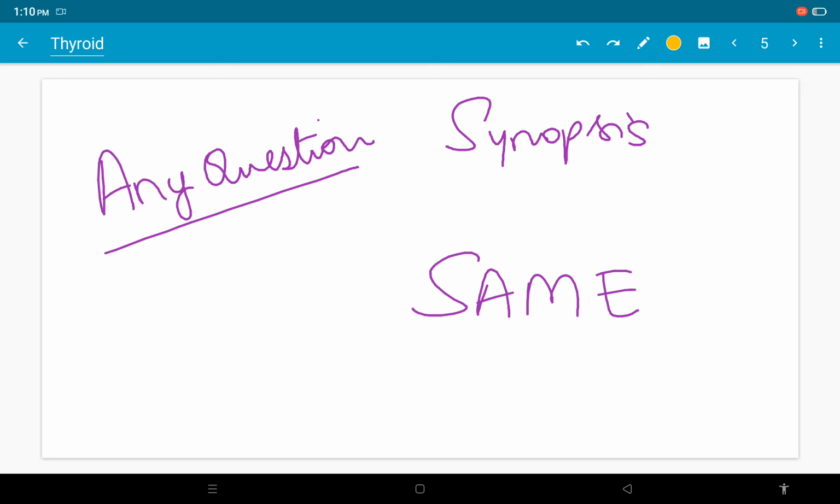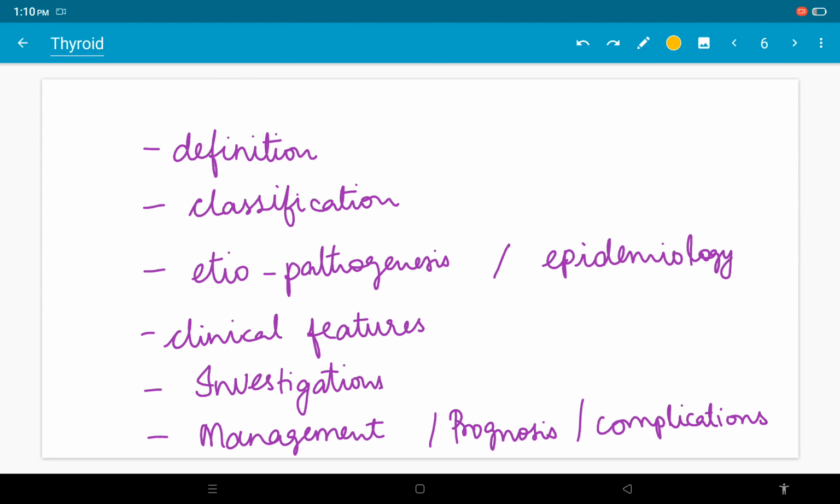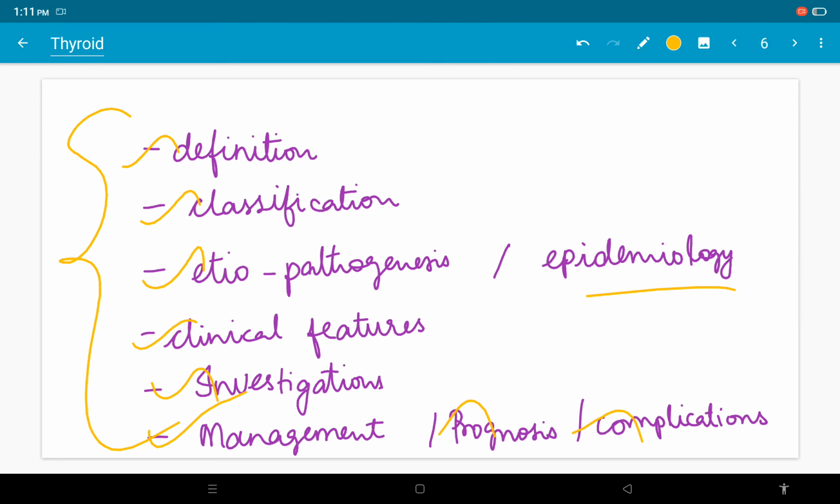It is a very often asked essay question for exam going students. Multinodular goiter is a 10-mark question. At the same time, it can also be asked as a short note. So for any question, either long or short, you should always write a synopsis. It is the same for almost all questions: definition, classification, etiopathogenesis or epidemiology, clinical features, investigation, management, prognosis and complications if applicable. So this synopsis will not change.